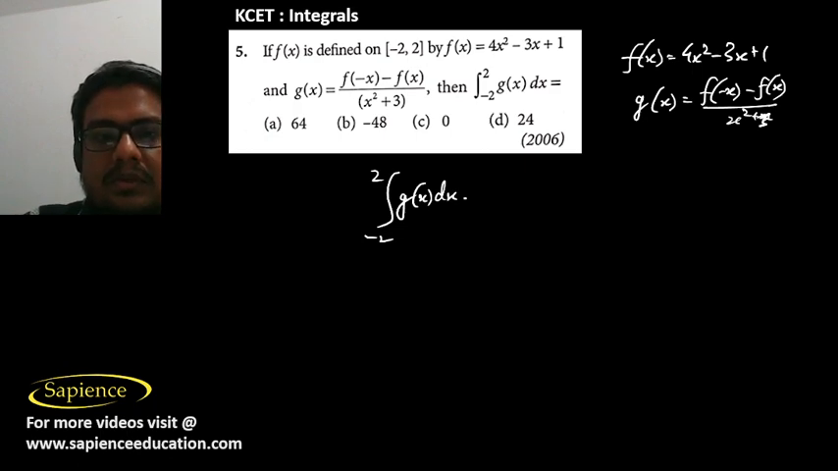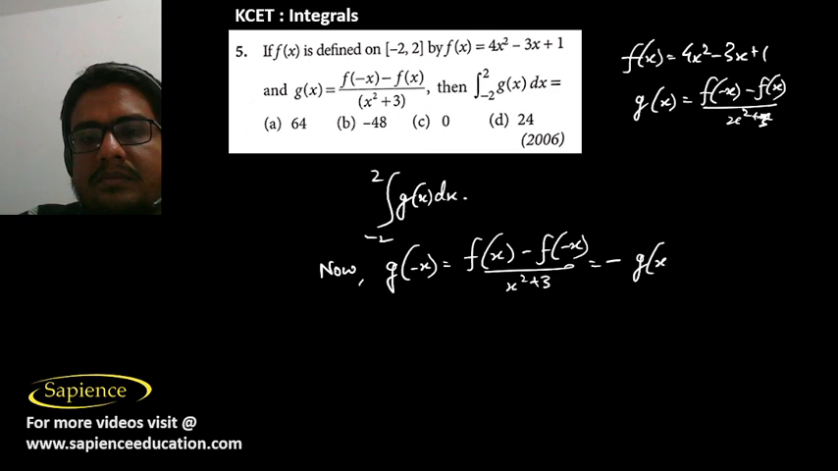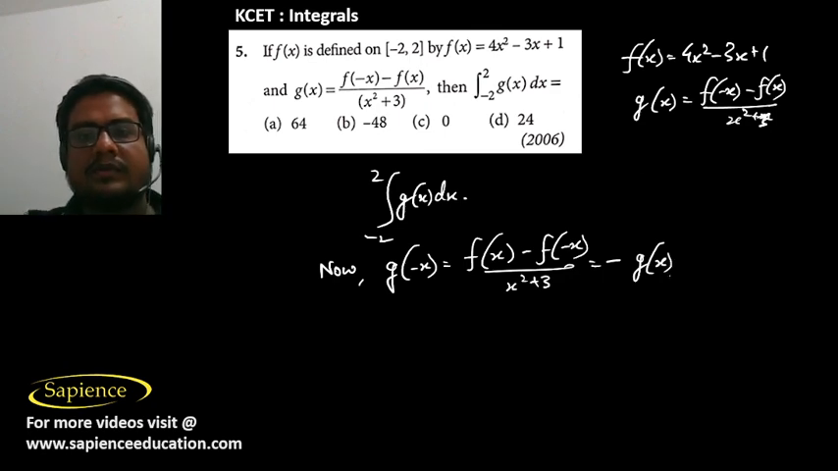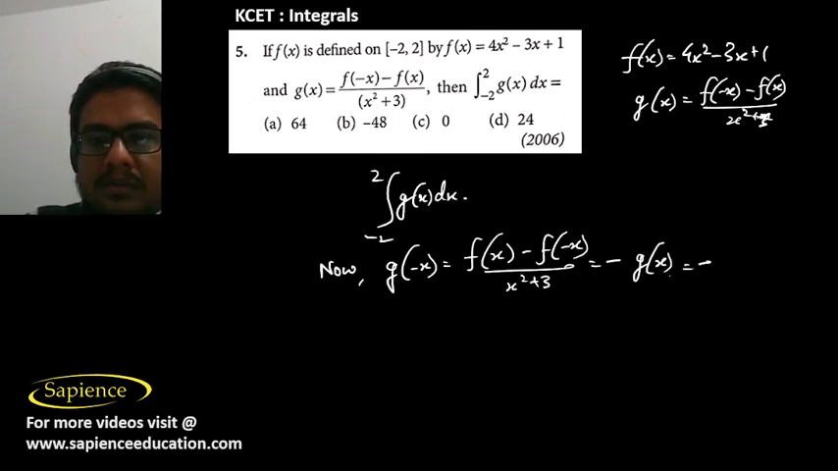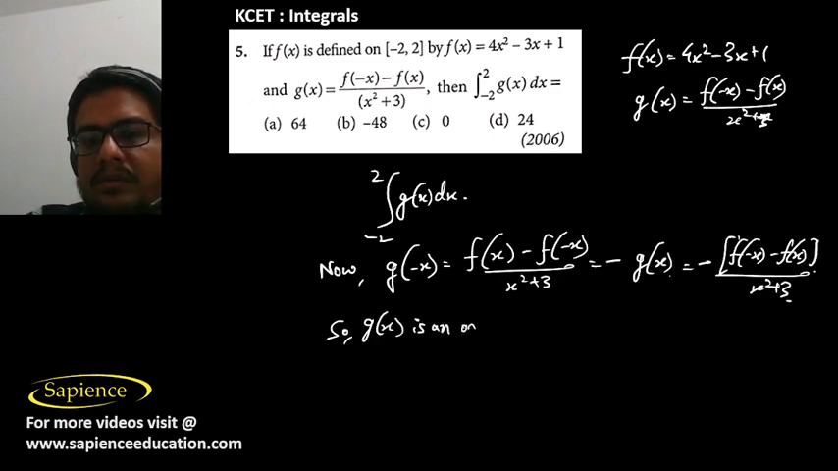So now suppose I find g of minus x, that will be equal to f of x minus f of minus x by x square plus 3, which is obviously minus of g of x. Since I can write it as minus of f of minus x minus f of x by x square plus 3. So g of minus x is minus of g of x. So it means that g of x is an odd function.